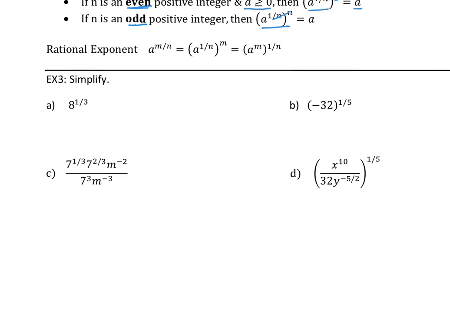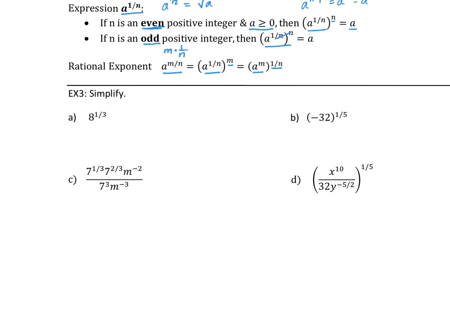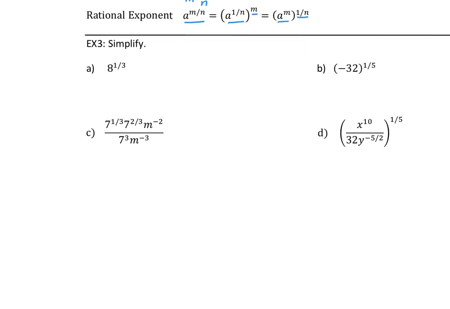And then we have this property with rational exponents that says if you have a rational exponent, you can break it up in 2 different ways, because remember that this m over n is the same as m times 1 over n. So we can break it up with a to the 1 over n to the power of m on the outside of the parentheses, or a to the m to the 1 over n power. And we can use these rules whenever we simplify.